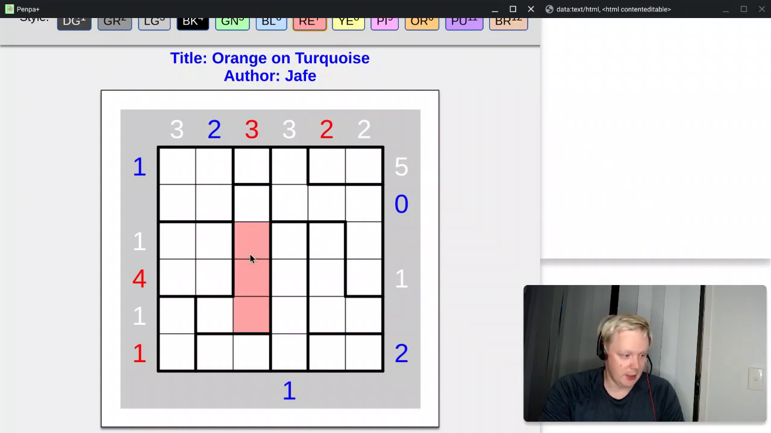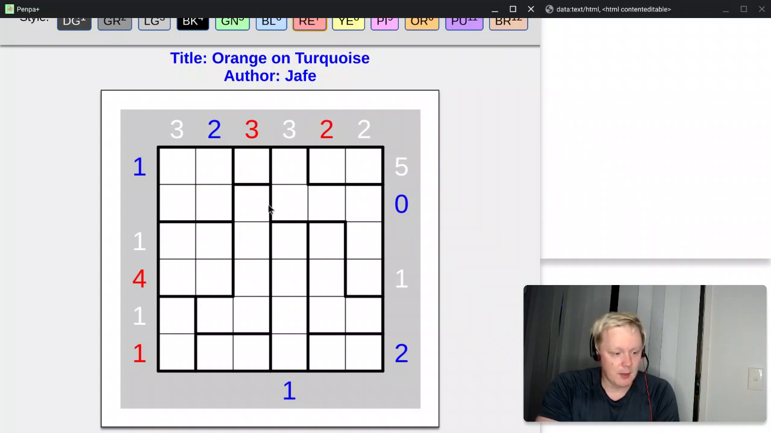So this 3 would indicate that there are 3 red cells in this column. It doesn't have to be all together. They could be something like this. But in total 3, and we don't know how many whites and how many blues. Okay, so I think that's all the rules that we need.